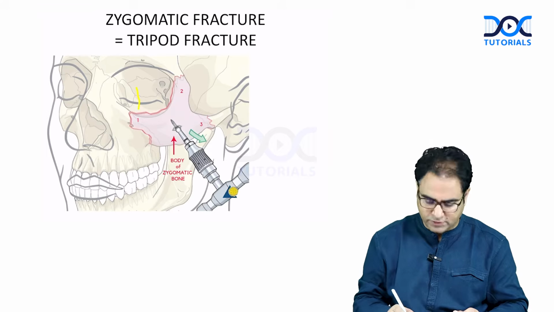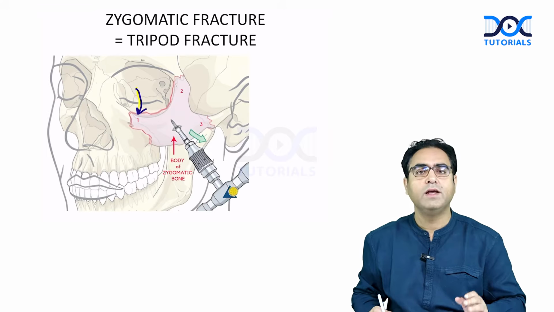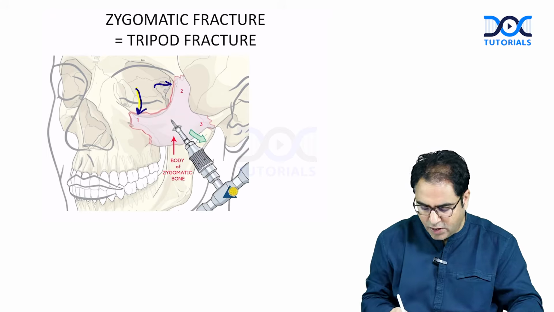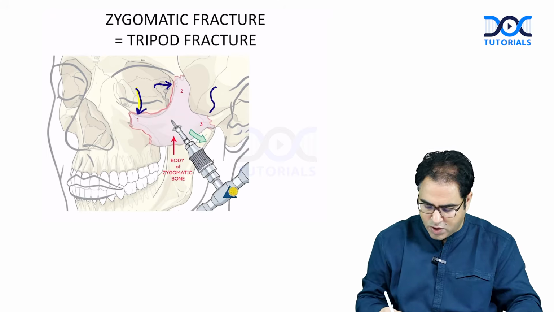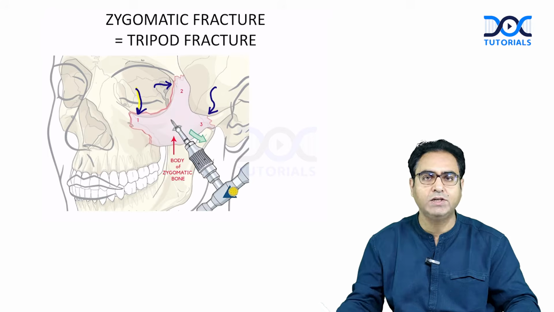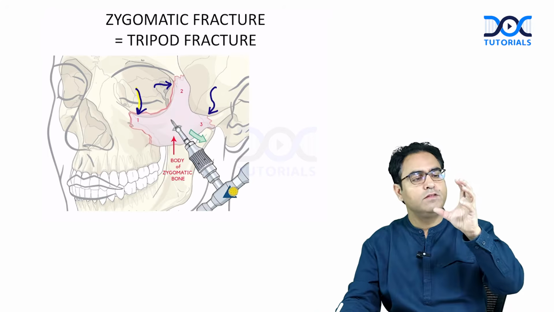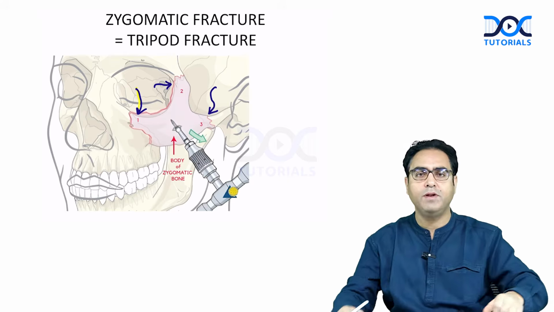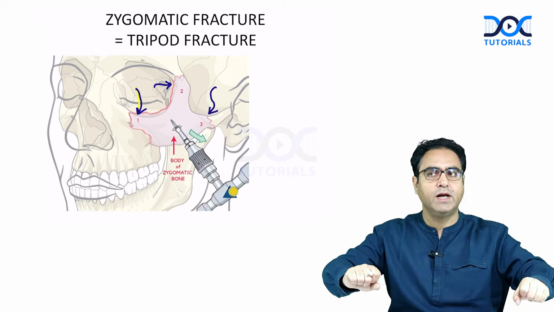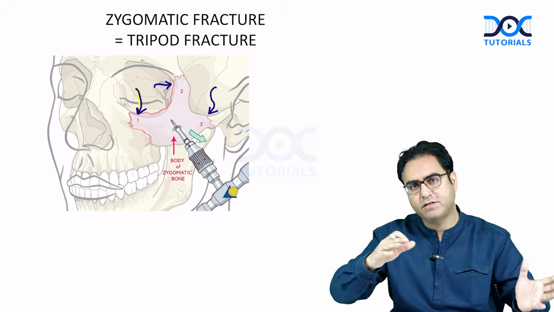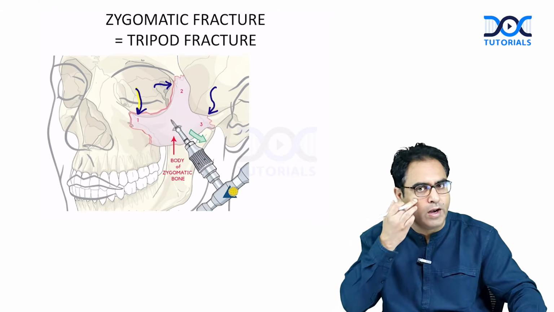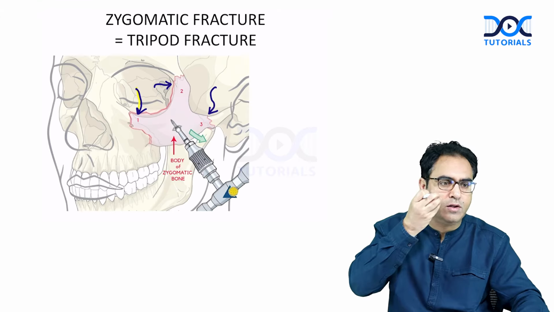It has 3 processes. You see, number 1 process makes the infraorbital margin. Number 2 makes the lateral orbital margin. And number 3 contributes to the formation of the zygomatic arch. Therefore, the zygomatic fracture is also called tripod fracture. What happened? You're driving a motorcycle, not wearing the helmet, the bike skids, and this part hits the ground. This zygomatic body gets further depressed.